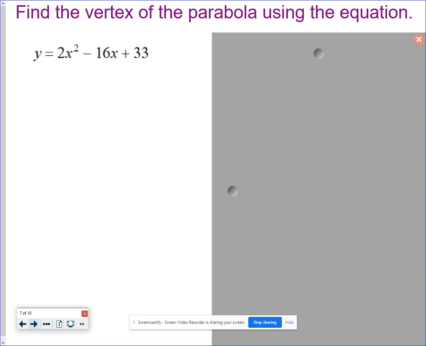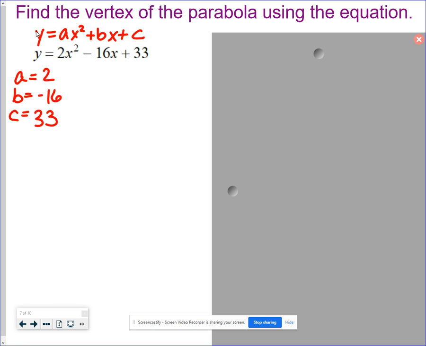So for this, the first thing that I want you to do, let me write this one more time. y equals ax squared plus bx plus c. I want to know the a, the b, and the c. I know that the c is not part of my equation. That's okay, but we can still label things. The a is the number in front of the x squared, that's a 2. The b is the number that's in front of the regular x. It's not just 16, it's a -16. And the c is going to be 33. So to find the axis of symmetry, I would have x equals the opposite of b over 2a.